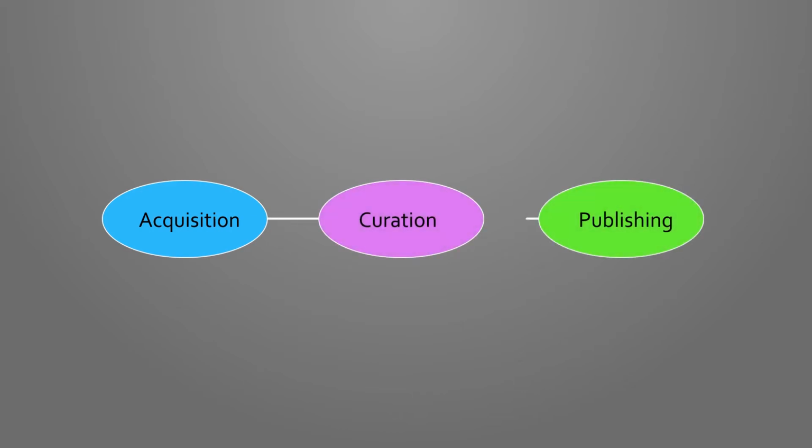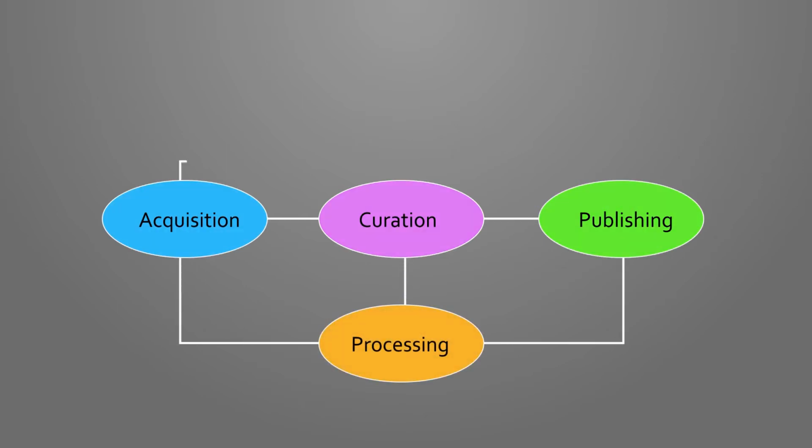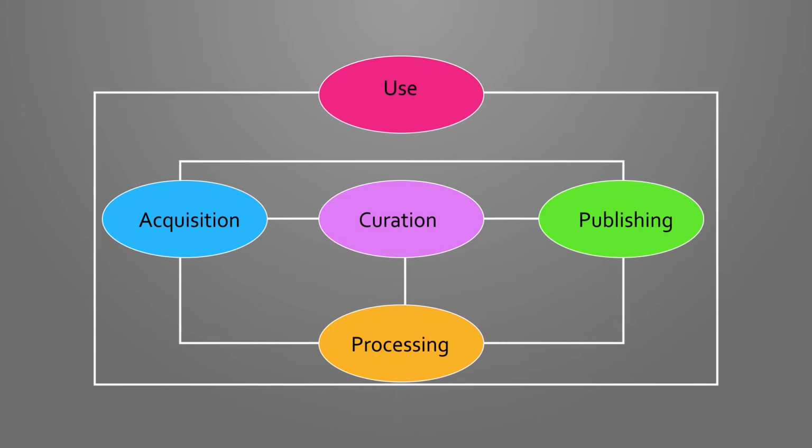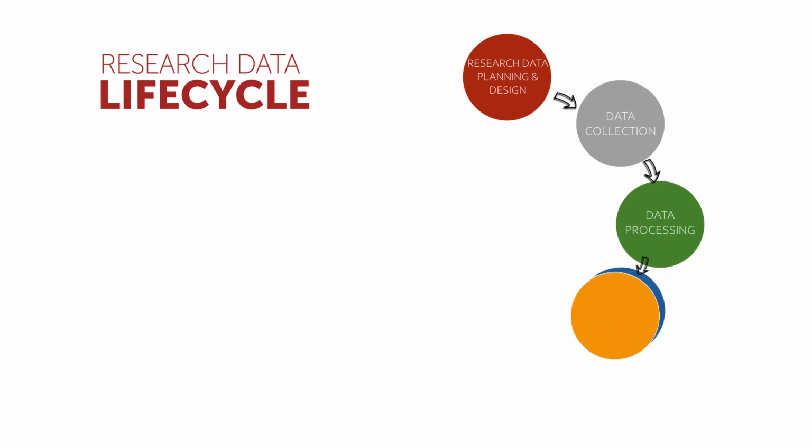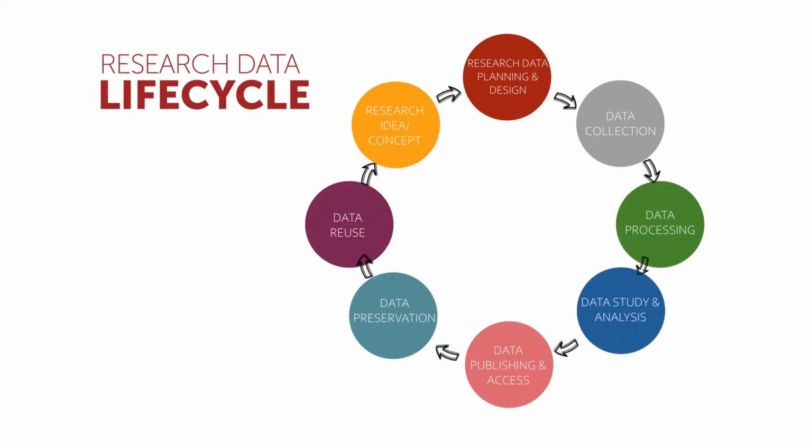So anyway, if we see these particular steps, the first talks about acquisition, the second about publishing, the third is curation, the fourth is processing, the fifth is how the movement is going to be done, the sixth also talks more about that, and the seventh is the use. So what we have observed, if you go more into the depth of the research data cycle, is that it talks about data planning and design, data collection, data processing, data study and analysis, and data preservation and data reuse.